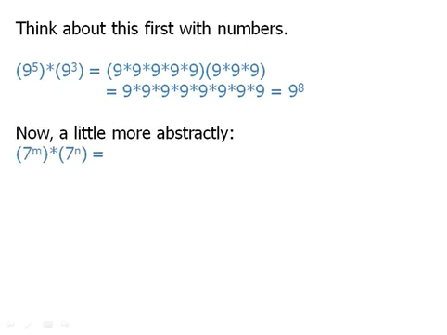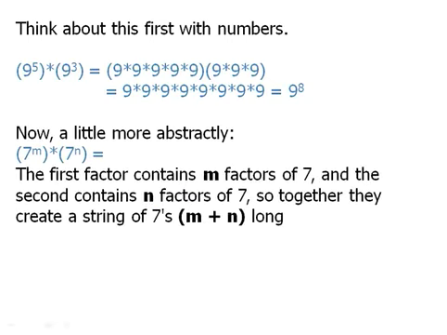We have 7 to the m times 7 to the n. The first contains m factors of 7 multiplied together, and the second contains n factors of 7 multiplied together. So if I just multiply all the factors of 7 together, what I'm going to get is a whole string of factors of 7, and there will be m plus n factors of 7 in that string. And so what this means is that this should equal 7 to the m plus n.